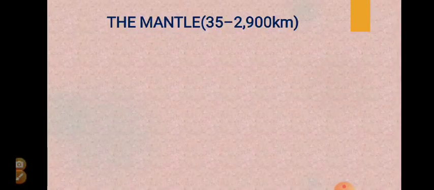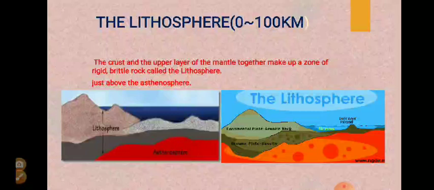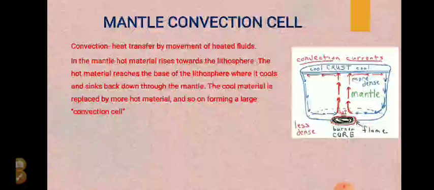The mantle is the second layer of the Earth. Its depth is 35 km to 2900 km. It is divided into upper mantle and lower mantle. Lithosphere: the crust and upper layer of the mantle together make a zone of rigid, brittle rock called the lithosphere, just above the asthenosphere.